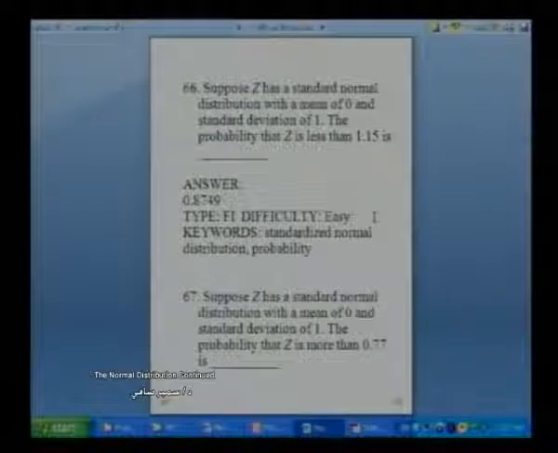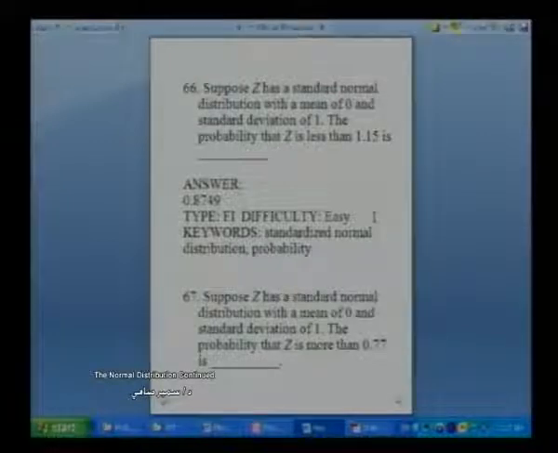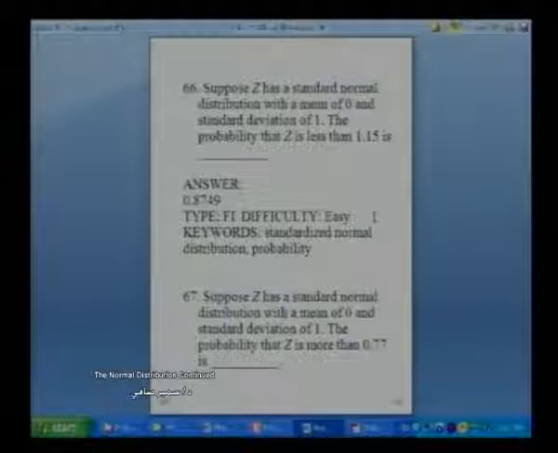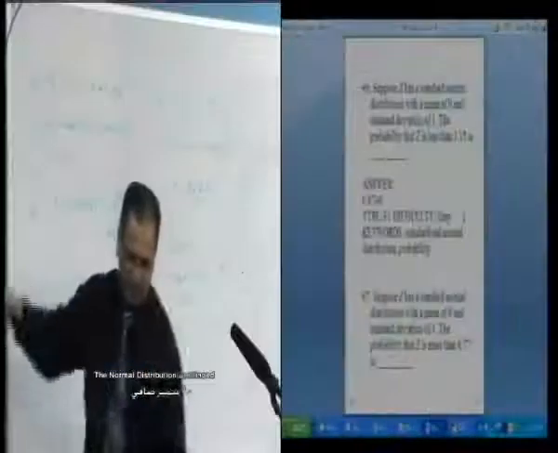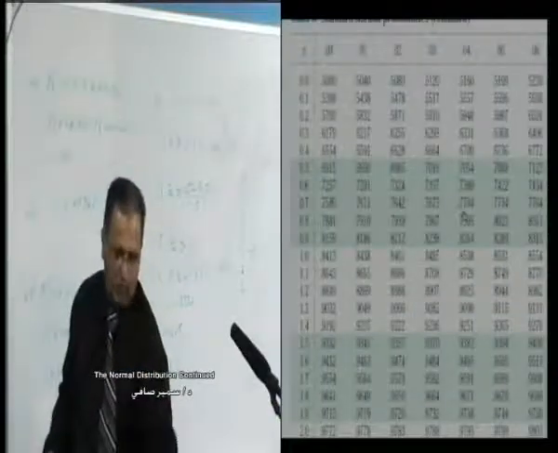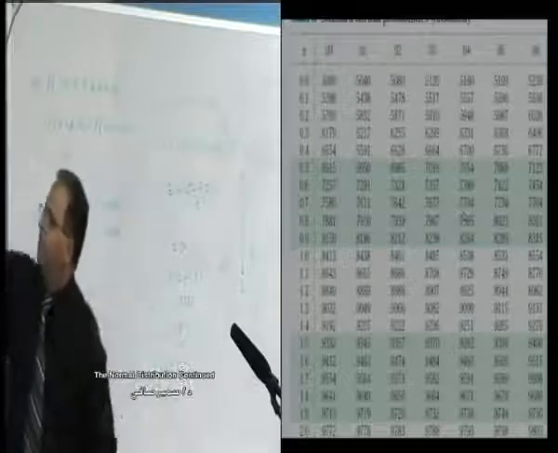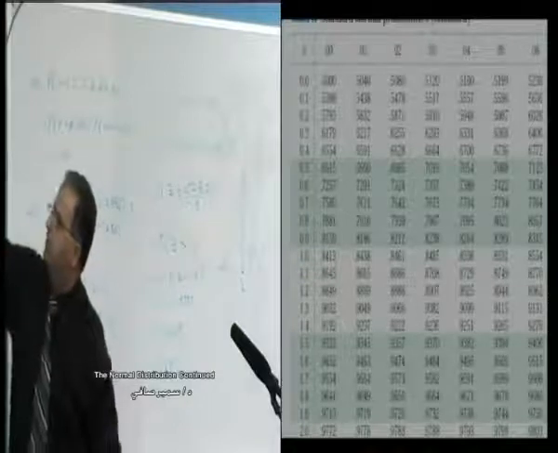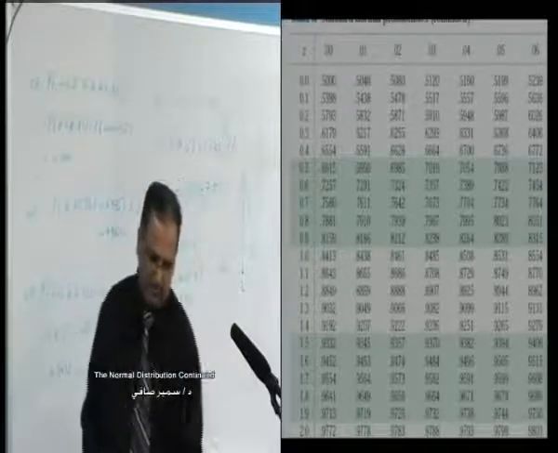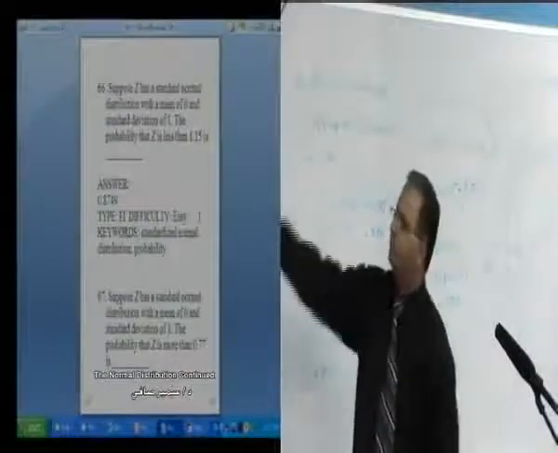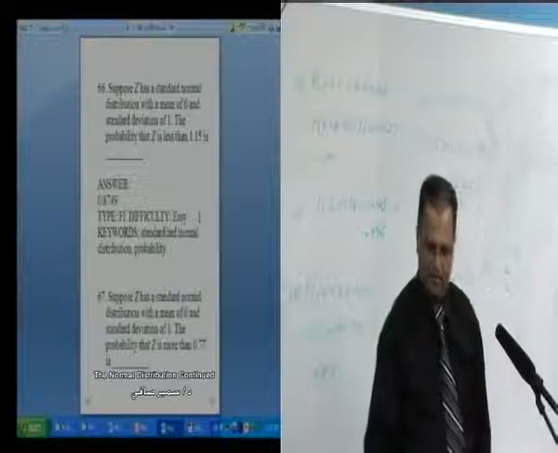Now, look at 67. Suppose Z has a standard normal distribution with a mean of 0 and standard deviation of 1, and we want the probability Z is less than 1.15. Straightforward, just go back to the table. Z less than 1.15, 1.15: 0.8749. So that's correct. 0.8749 is correct.